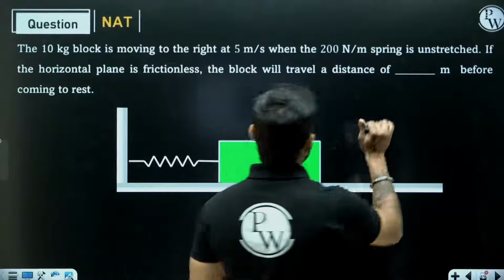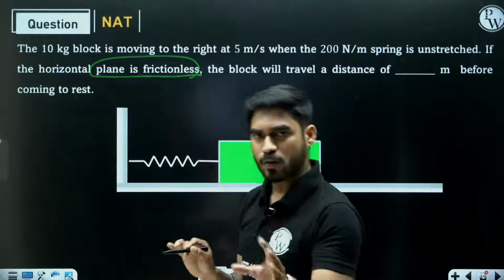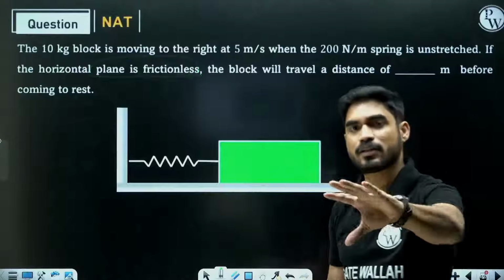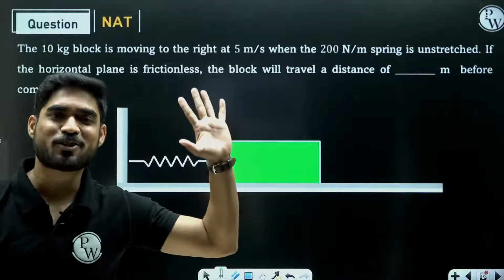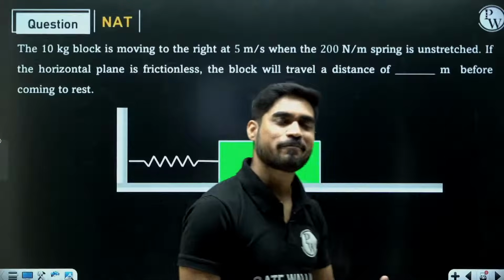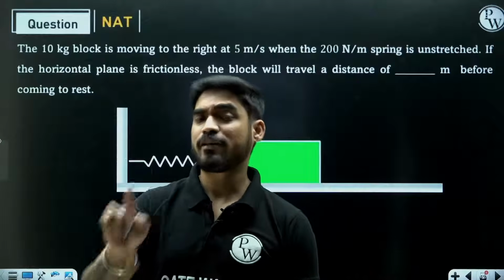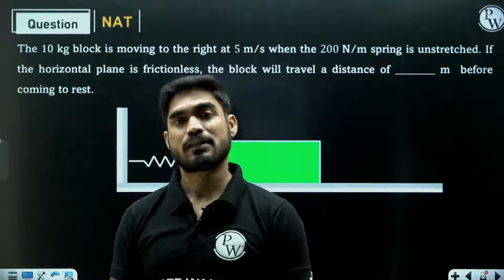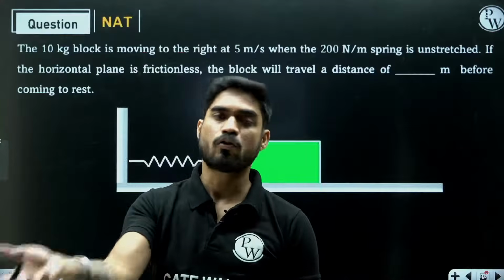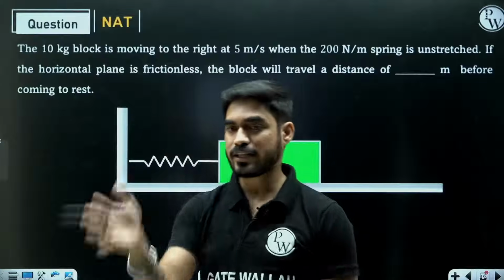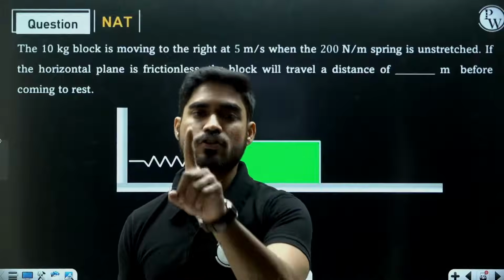Here they are saying that the plane is frictionless. Whenever there is relative motion between body and the surface, whenever the body is moving on the surface and they are saying that the surface is frictionless, you can use conservation of energy. What is conservation of energy? Initial energy equals final energy. There is a difference between work energy and conservation of energy. Work energy method is applicable everywhere, whether there is friction or no friction. But conservation of energy, initial energy equal to final energy, is only applicable when there is no friction.